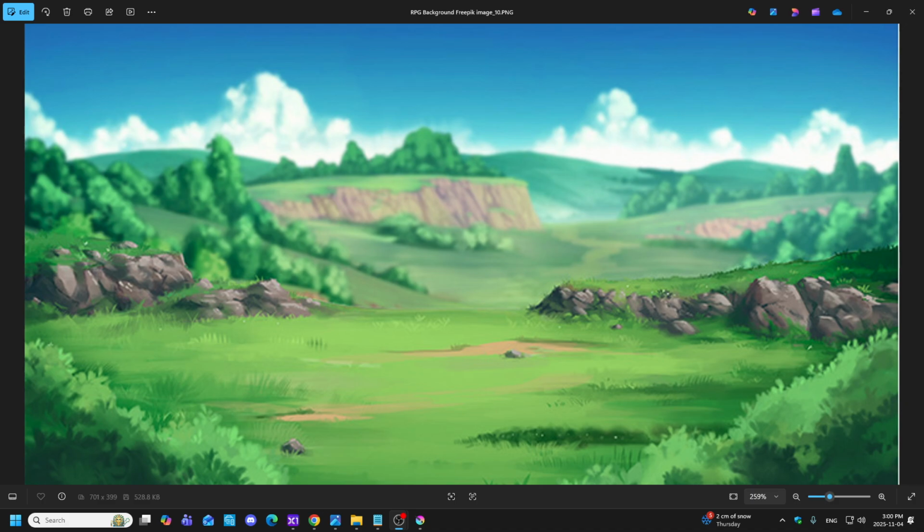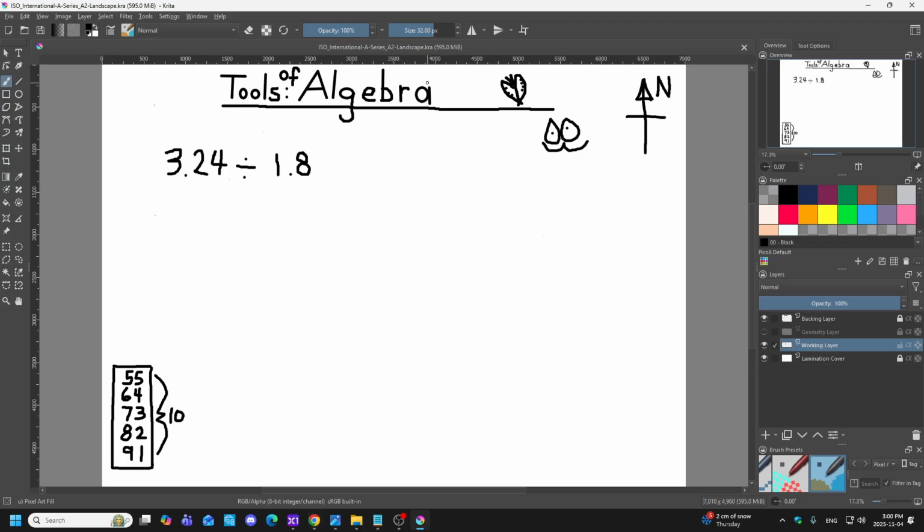We are solving find each product or quotient. In this case, we are doing the quotient. Last video I left you with this. We have 3.24 divided by 1.8.